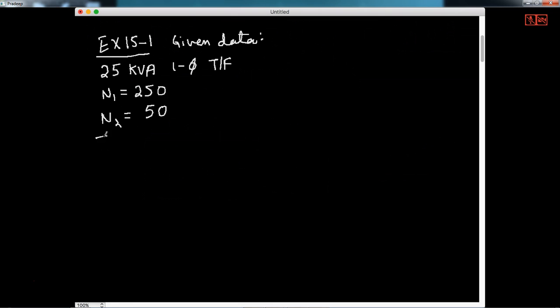The primary is connected to supply voltage V1. So V1 is the supply voltage to the primary, that is 1200 volts, 50 Hertz supply.